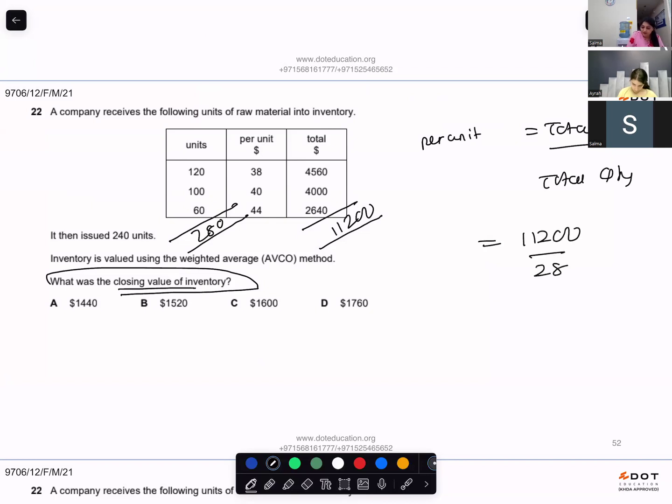$40. Yeah. And then it issued 240 units. So you sold 240 units, so you're left with 40 units then. So you do 40 into $40. So 1,600. Okay.